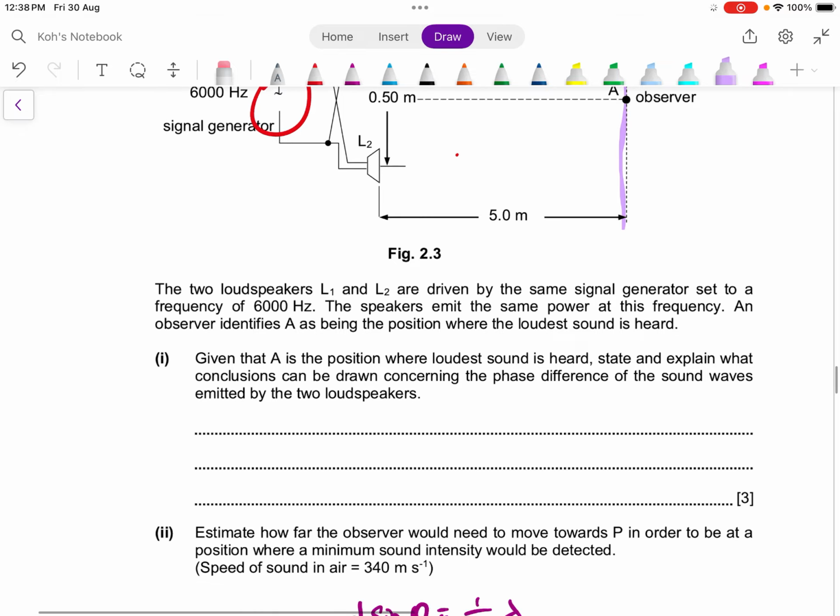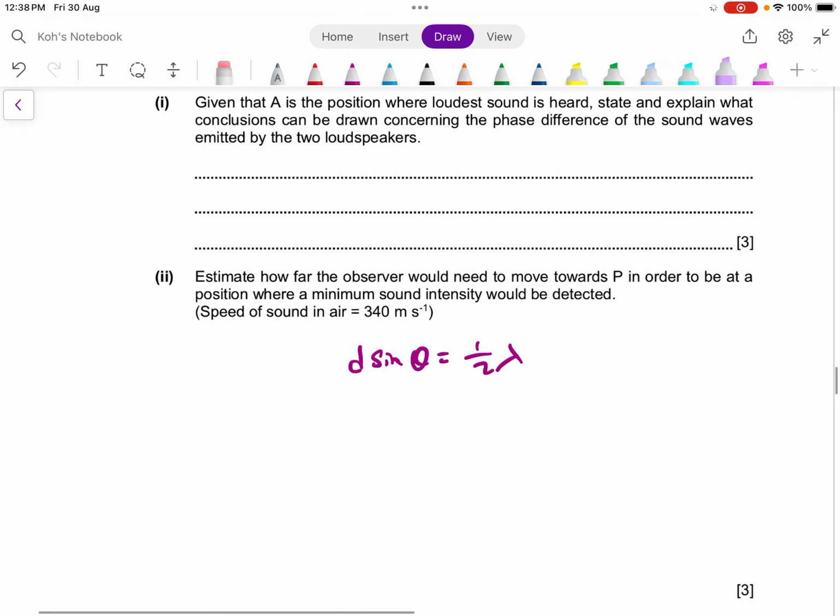So we are asked for part 2: estimate how far the observer would need to move towards P in order to be at a position where minimum sound intensity would be detected. So that means this is your DI, destructive interference. In order to have DI, always remember the condition: the path difference between the two waves must be about half a lambda, 3/2 lambda, etc. So it must be a non-integer.